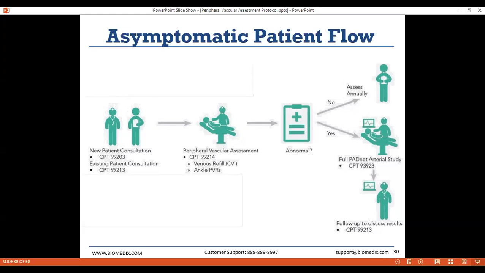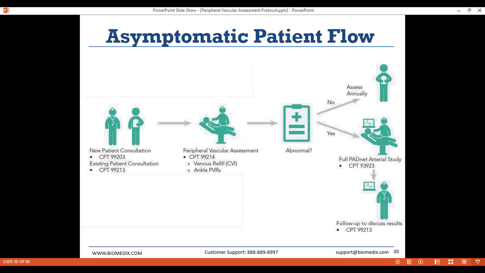Then they come in for the vascular assessment protocol. You perform the venous test and the arterial test, and then discuss the results. You'll bill for an office code for that visit. If the results are normal, you're done. You just schedule them for an office visit in 12 months, when you can perform the vascular assessment protocol again. Or if they're abnormal, then you can schedule them for the full PADnet study.